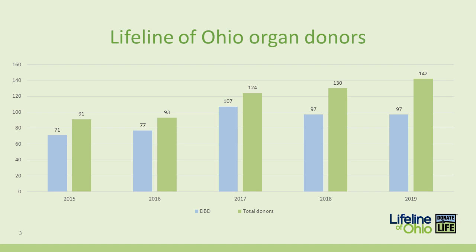We've seen substantial growth over the years since I joined the organization in 2017. If we go back and look at the growth, in 2015 and 16, the green bar there is the total number of donors, and the blue are brain dead donors. You can see we had 91 and 93 in 15 and 16 and progressed from 124 all the way up to 142 donors ending in 2019, which is a 52% increase in the number of organ donors in the last several years. This is a continual journey we're on to ensure we're honoring the donation decision and maximizing the number of organs that are recovered and transplanted.